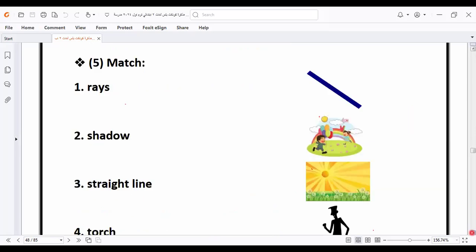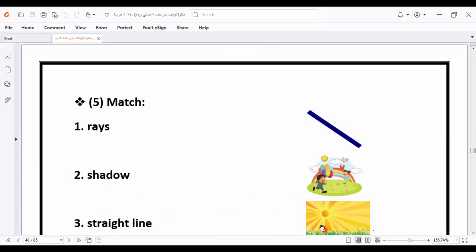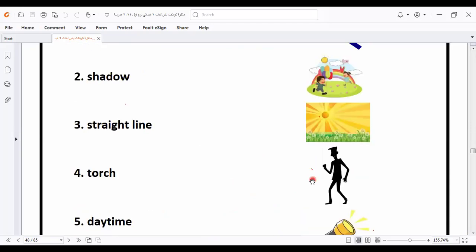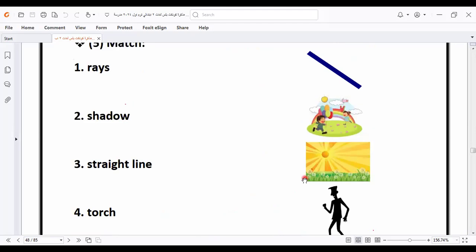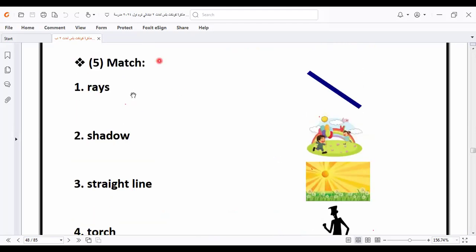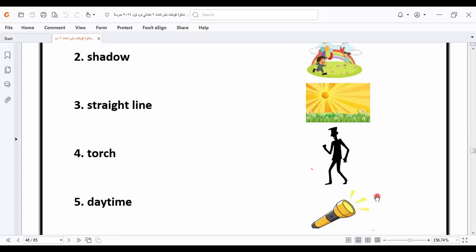Here we have a matching. Let's do it together. Here we have "raise." Which one here is raise? This one is raise.